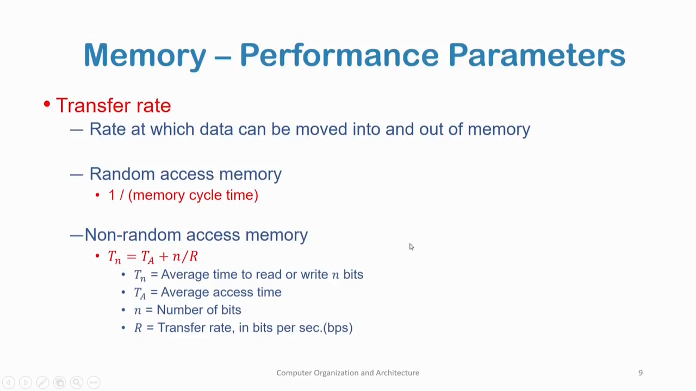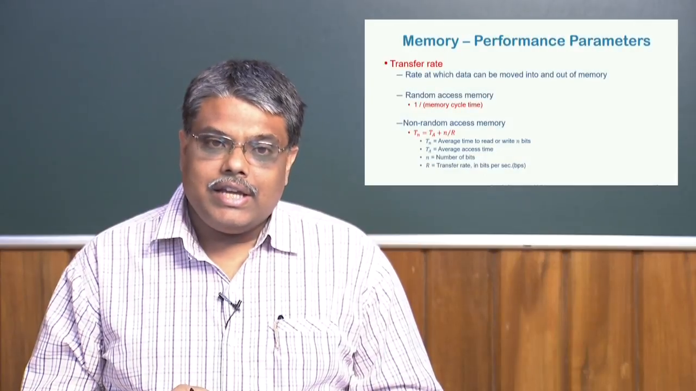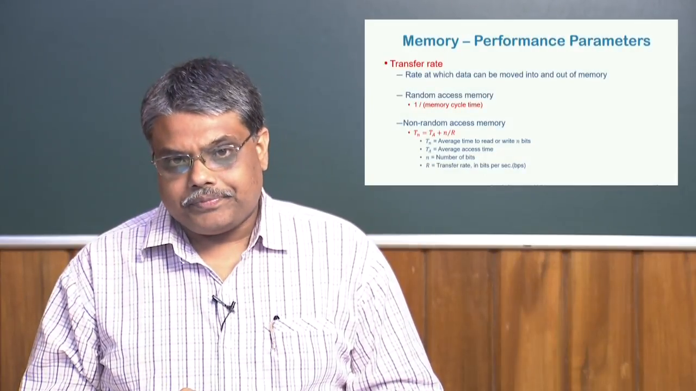The third performance parameter is transfer rate, the rate at which data can be moved into and out of memory. For random access memories, this is defined as 1 by memory cycle time. For non-random access memories, let Tn denote the average time to read or write n bits, Ta is the average access time, n is the number of bits and r is the transfer rate in bits per second. Then the transfer rate is defined as Tn equals Ta plus n by r.